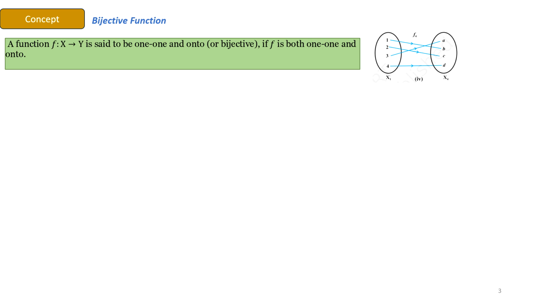f: X → Y is a bijective function if it is both one-one and onto.